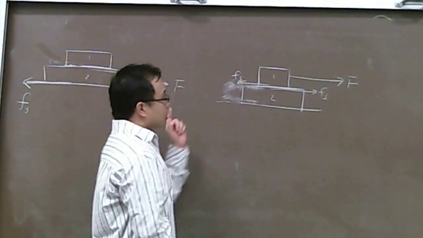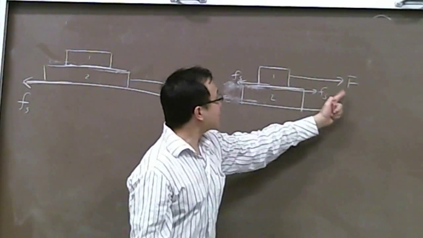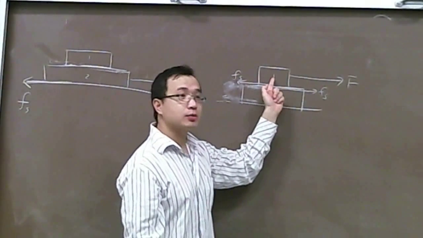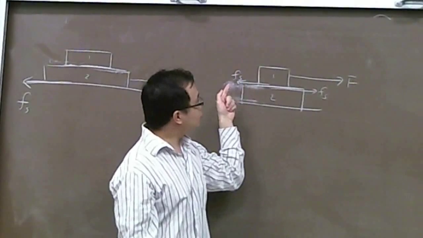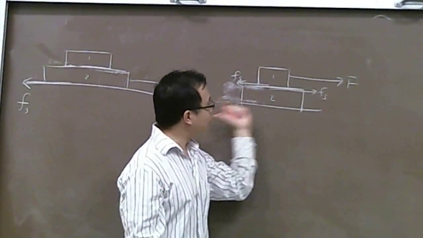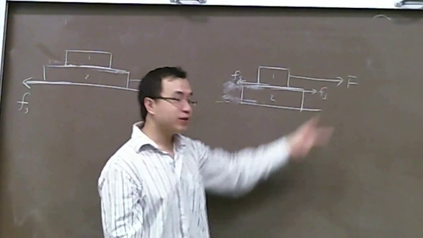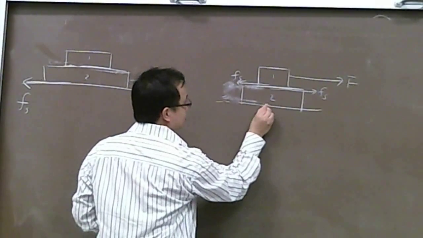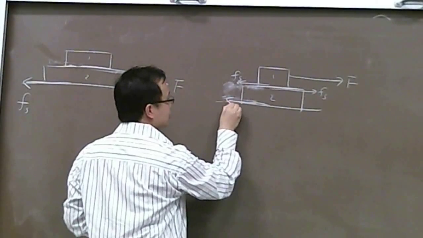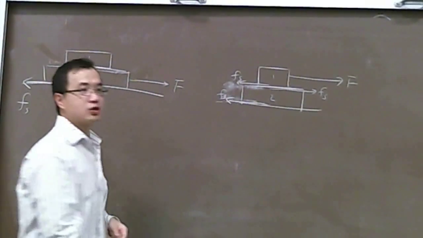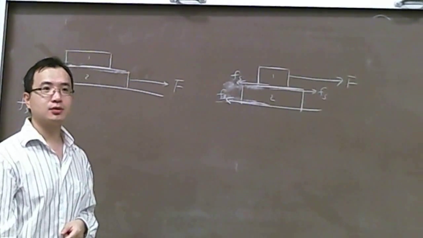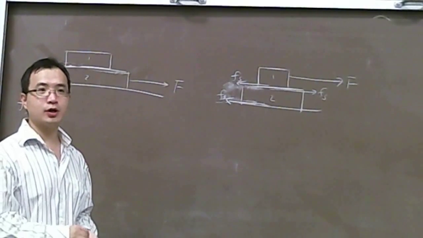But now, that means I'm pulling box 1, and due to the frictional force, box 2 is pulled in that direction. But if it's not moving, then there must be some frictional force here to prevent it. Okay. Any question here?